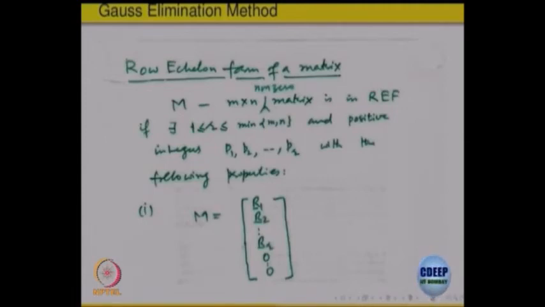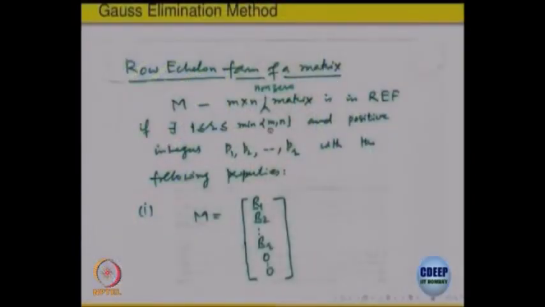Here is the special form, it is called the row echelon form of a matrix. So, for any matrix M, which is m cross n, non-zero, of course, if it is a 0 matrix, there is nothing to do with it. So, we assume that there is at least one non-zero entry in the matrix. So, M is an m cross n non-zero matrix. We say this matrix is in row echelon form, REF is short for it, if there is a number r between 1 and the minimum of m and n. What is m? m is the number of rows, n is the number of columns. So, there is a number r which is between 1 and the minimum of the two, okay.